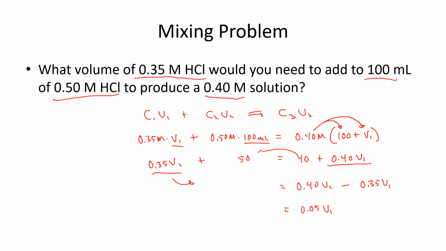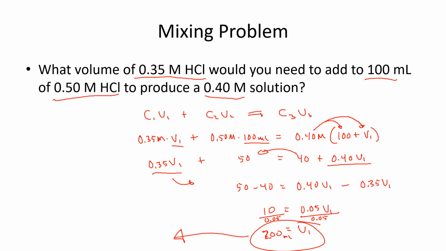On this side, we're going to move this guy over to this side. So 50 minus 40 equals 10. And then for V1, we will divide both sides by 0.05. And what you'll end up with is 10 divided by 0.05, which is 200. So there you go, little algebra, and you figure out finally that 200 milliliters of that 0.35 molar HCl is needed. Yay! Okay, hope that helps. See you soon.